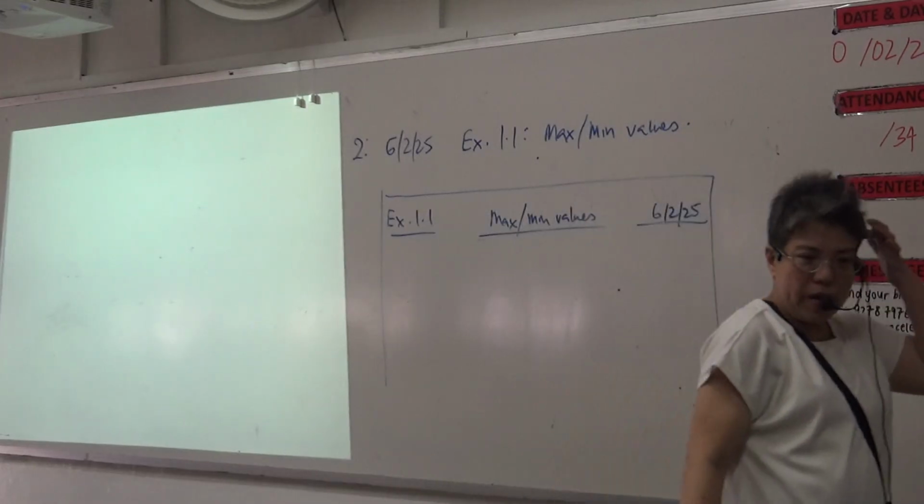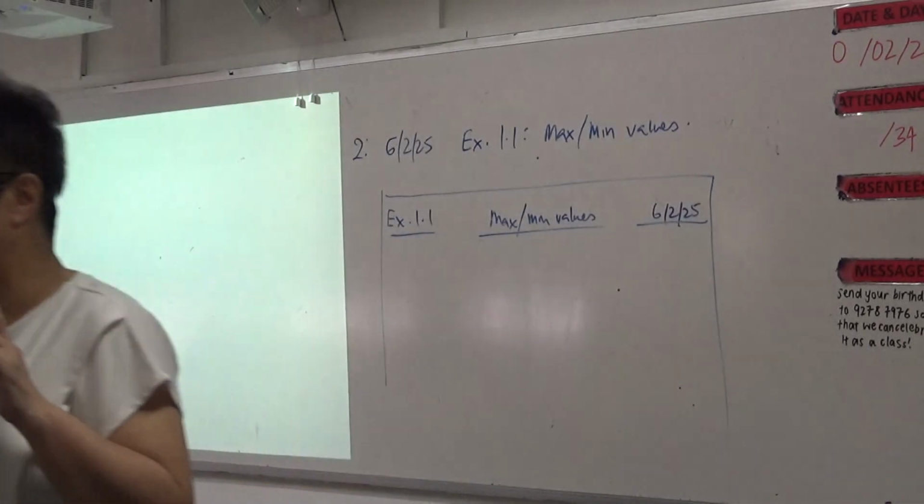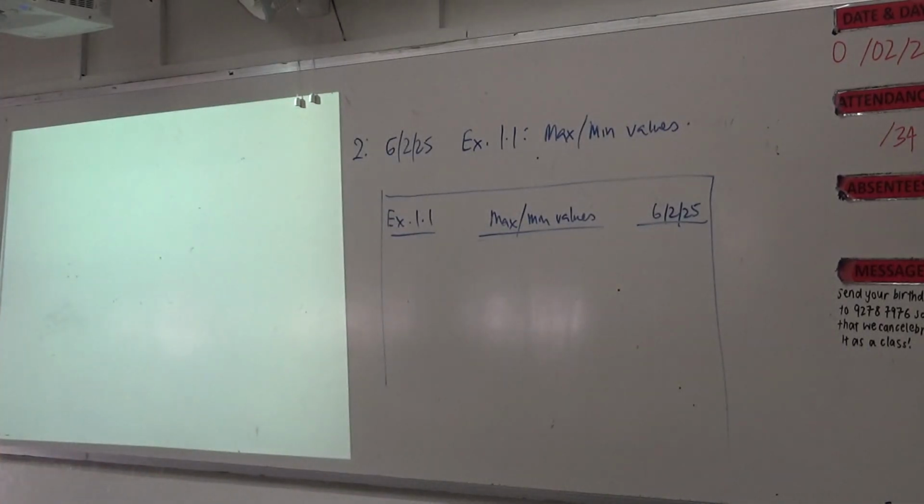And please write down the title. I'm walking down. If you're not doing what I say, you will get out of the class. Because I'm very irritated with some of you. Okay?